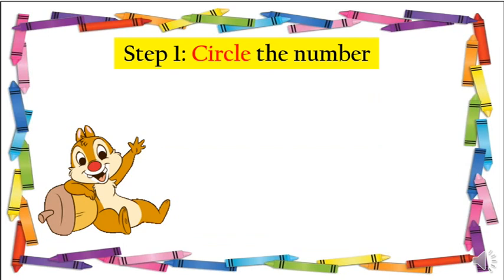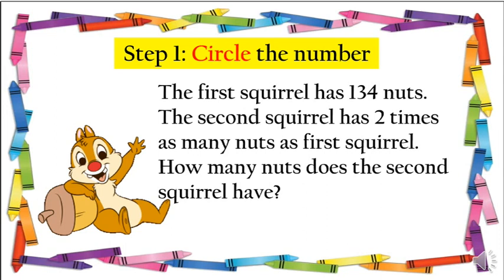Before explaining the second example, I want you to take a paper and a pencil to practice the steps with me. So, the first step is circle the numbers. In this example, the first squirrel has 134 nuts. The second squirrel has 2 times as many as the first squirrel. How many nuts does the second squirrel have?